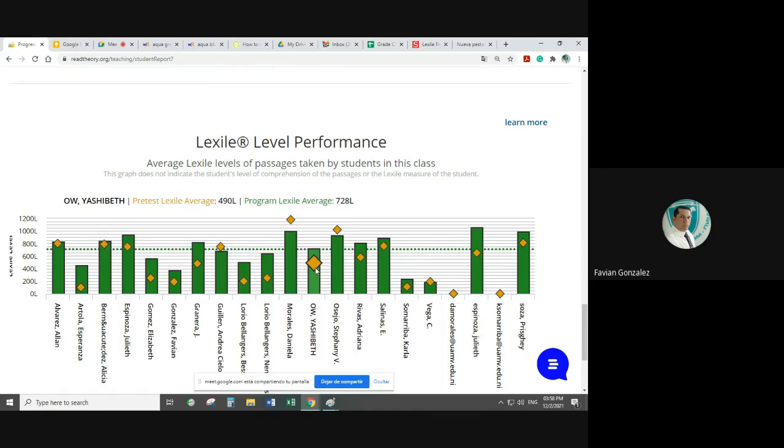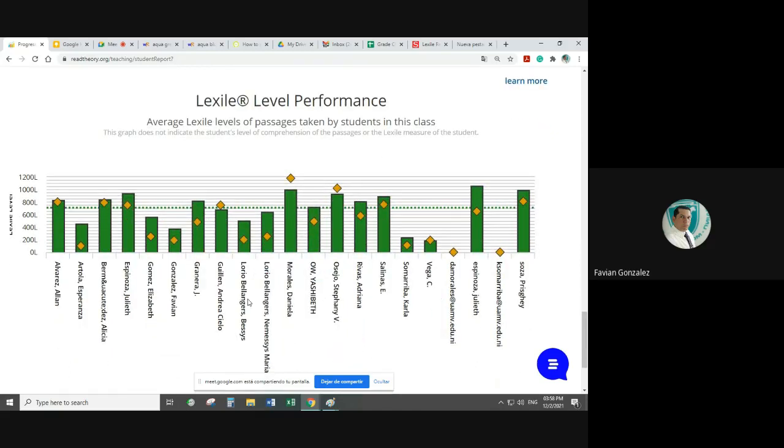I'm going to use one student's name just to exemplify a little bit. I'm going to use Bessie's. Okay, based on this information, it says to me that when she took the placement test, she was placed in a level of 200 Lexile points. And by the time she finished my course, she reached 502 Lexile points. So there was an improvement of more than 300 points.